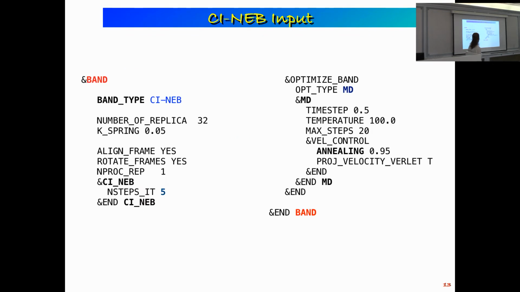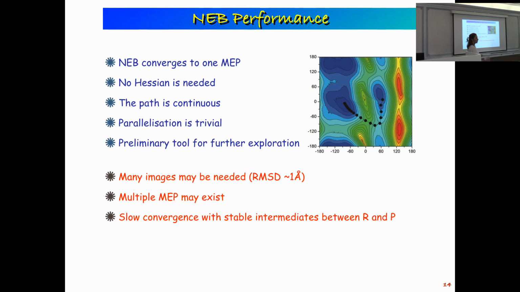Yeah, so that is the input for the CI NEB. It's very similar to the input for the EB, just you change the method here, that has to be CI NEB, all the rest is similar. There is this additional section here that specifies when to start the CI NEB.